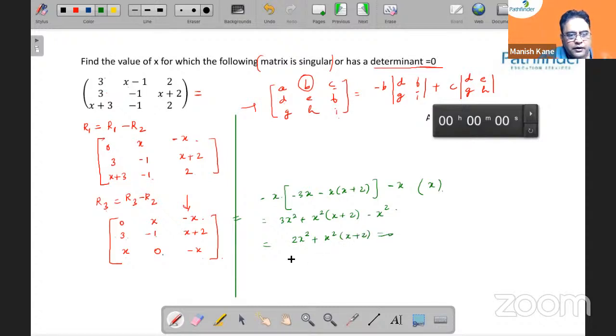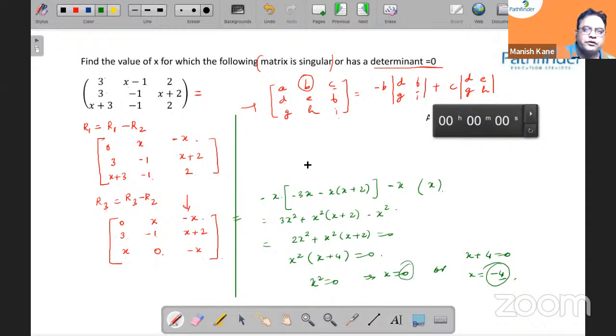Take x square common. What do you get? X square into x plus 4 is equal to 0. Now either x square is equal to 0, which means x must be 0, or x plus 4 is equal to 0, which means x is equal to minus 4. So there are two possible values.